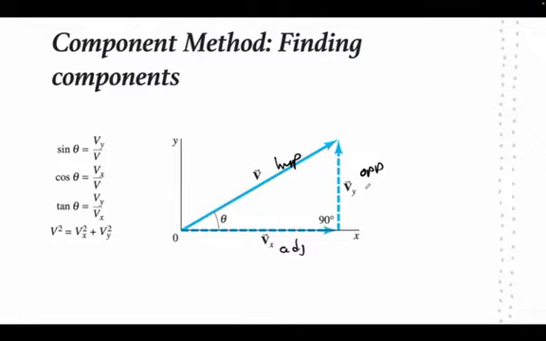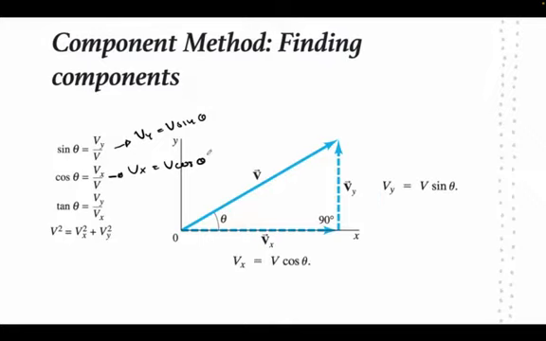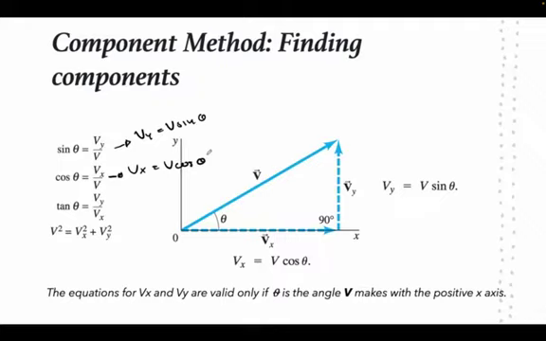So how do I find vy? Well, if I know this equation right here, I can solve for vy. vy would be equal to v sine theta. I can solve for vx. vx will be equal to v cosine theta. Now, these formulas always work as long as theta is the angle that the vector makes with the horizontal axis.